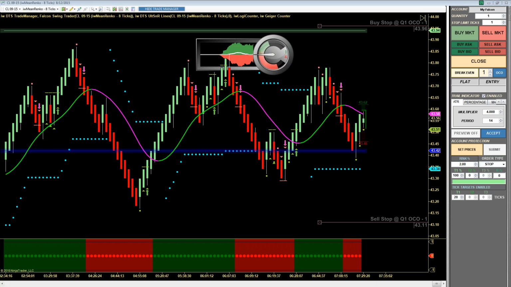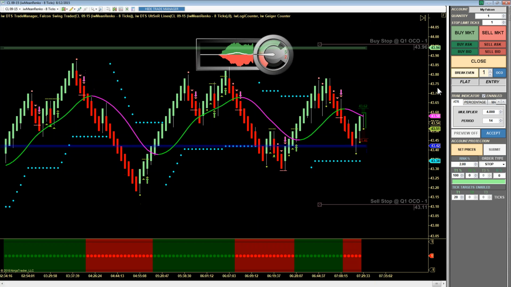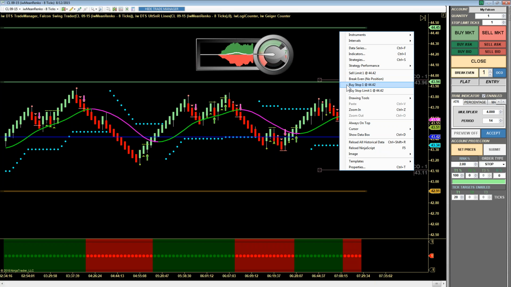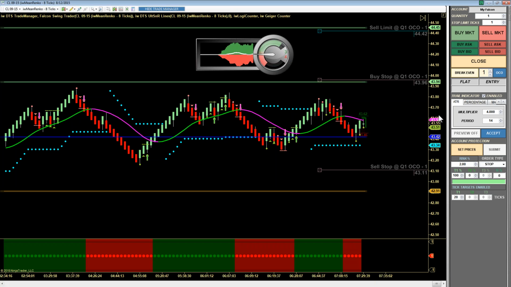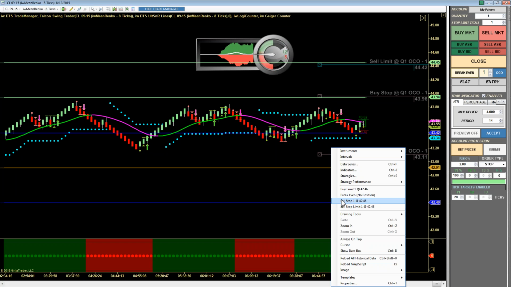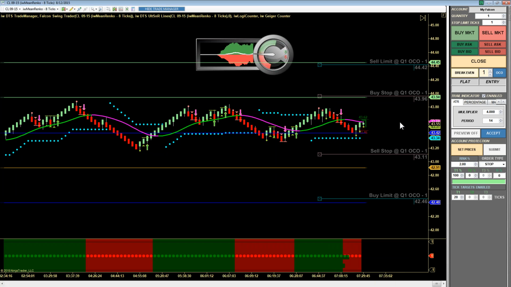I have my stop enabled. Yes, the only thing about using the OCO orders is I do not get a preset profit target. So I could either preset profit targets. We can always do that, right? We can preset a profit target up here and perhaps preset a profit target down here using our support and resistance lines. There we go.